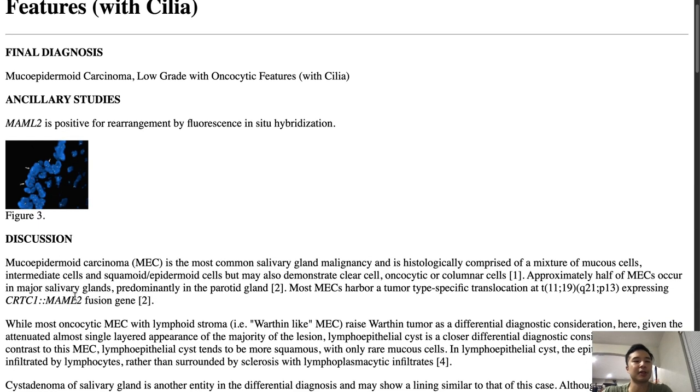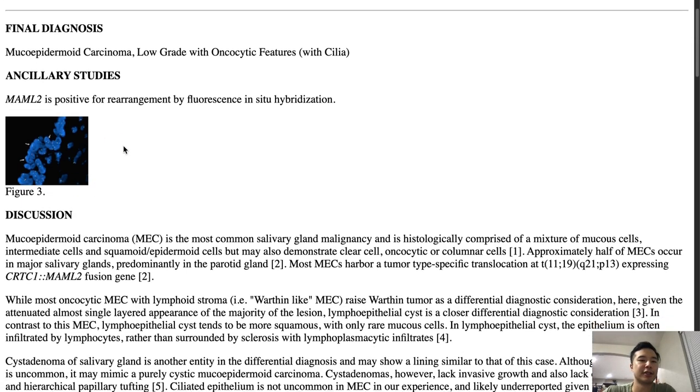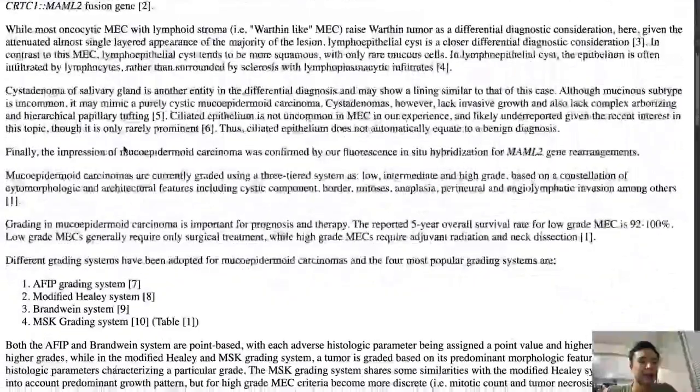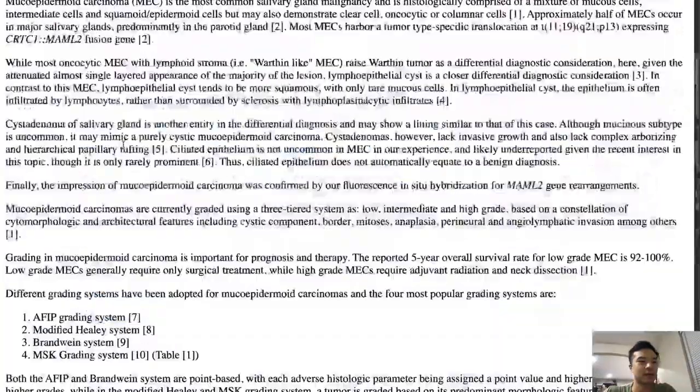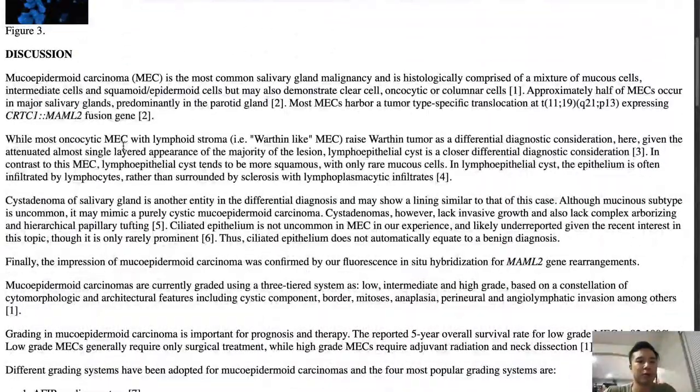If you're not sure, you can get a translocation study, t(11;19) CRTC1-MAML2, and it was positive for MAML2 rearrangement by FISH. Let's talk about mucoepidermoid carcinoma.